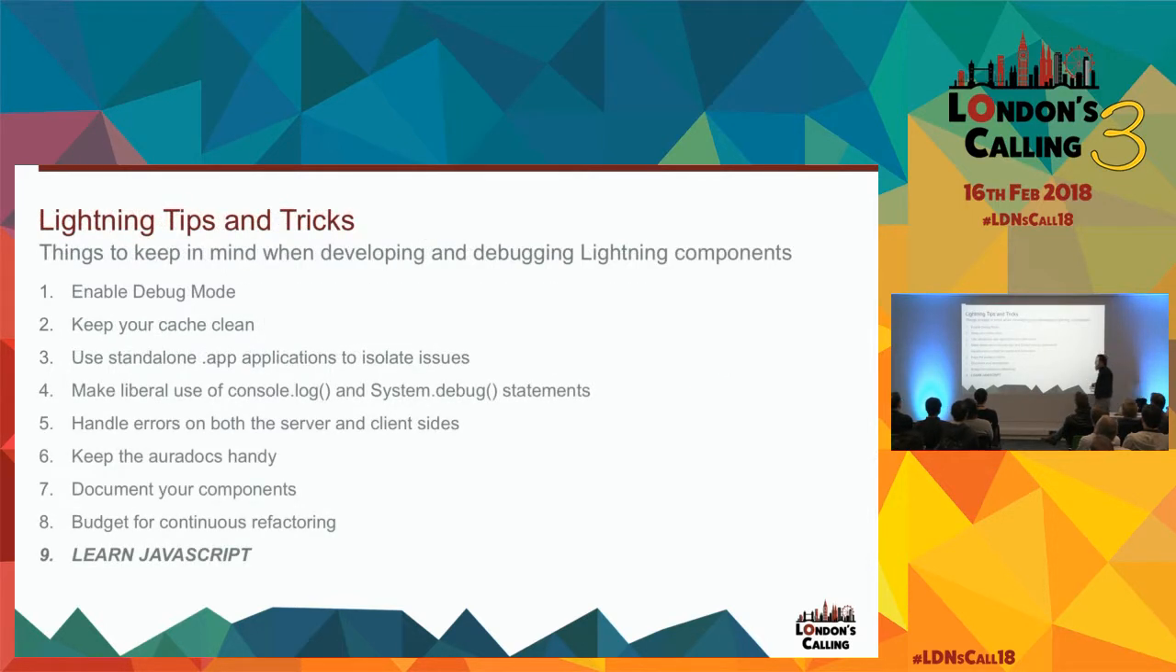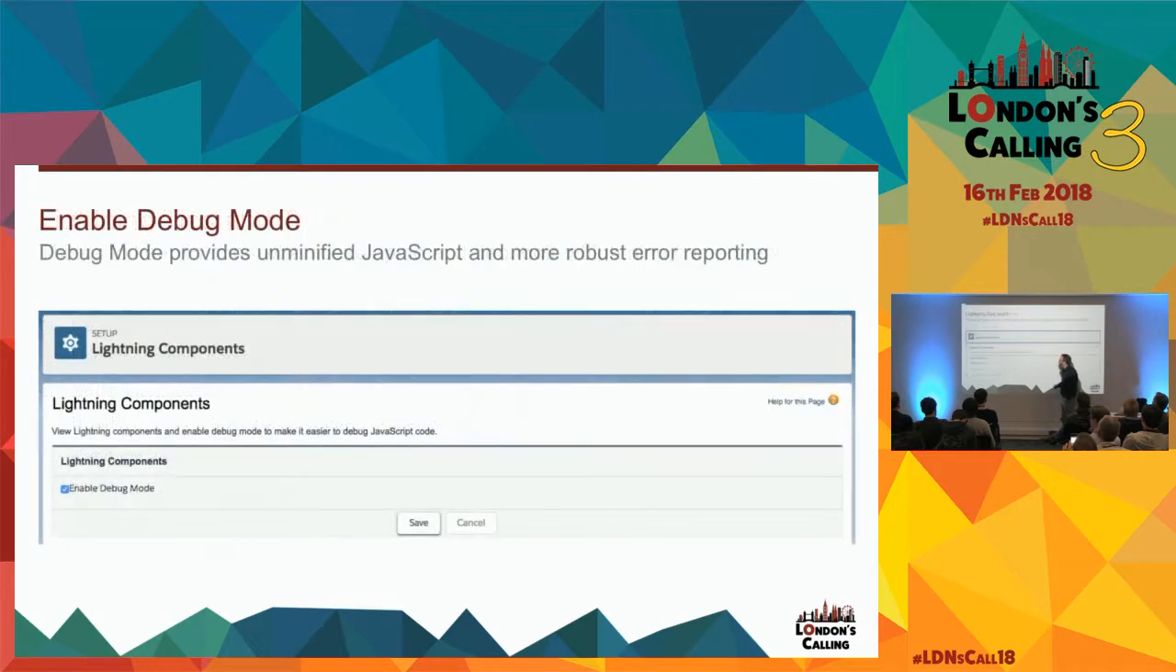This is the last slide I'll show you. I have additional slides on this, but I'm getting kicked out here. Enable debug mode with your components. Setup, custom code, Lightning components. Click the enable debug mode. When you do this, you get the unminified version of the framework, and you get more robust error handling, more robust error messages.